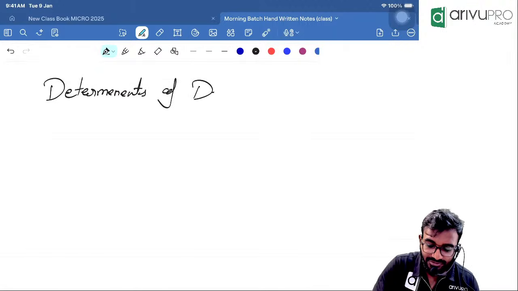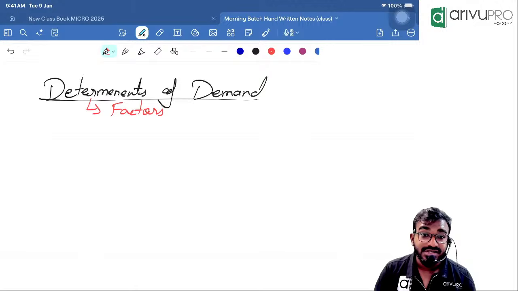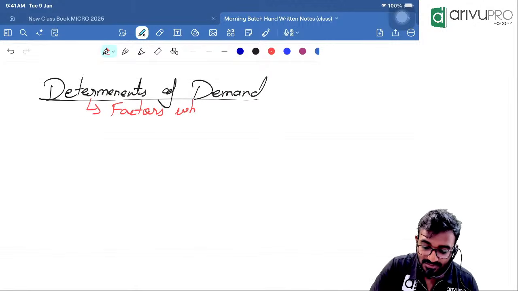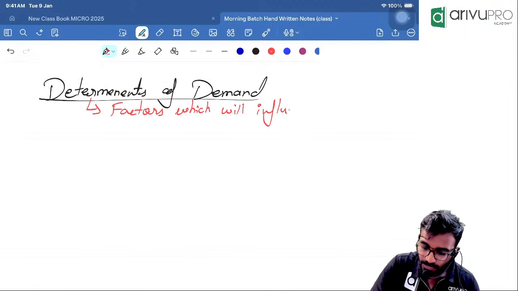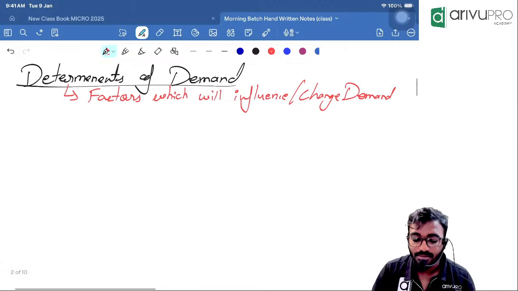Determinants of demand. So what exactly does this determinants refer to? Determinants refers to factors which will change the demand, which will influence demand. Factors which will influence or change demand. Now this topic is extremely important.